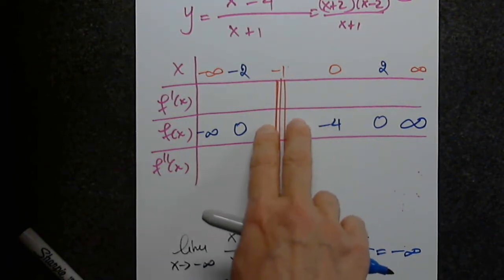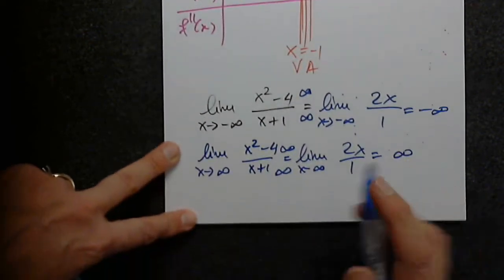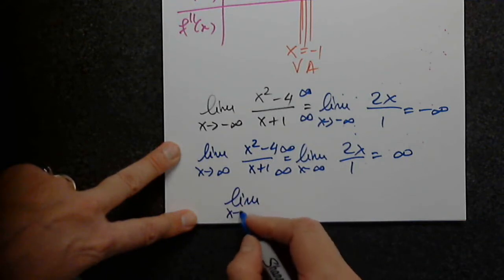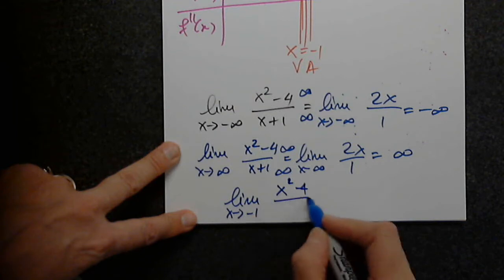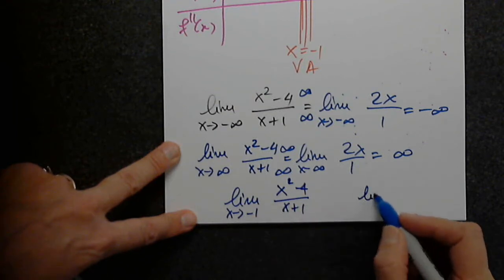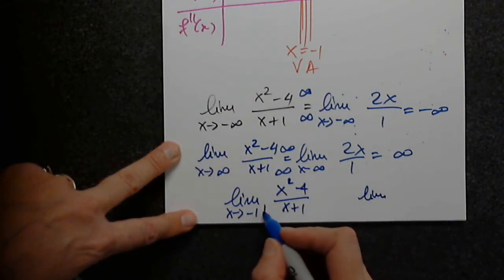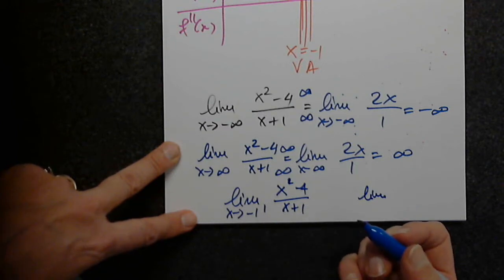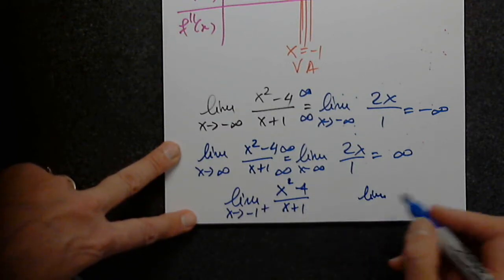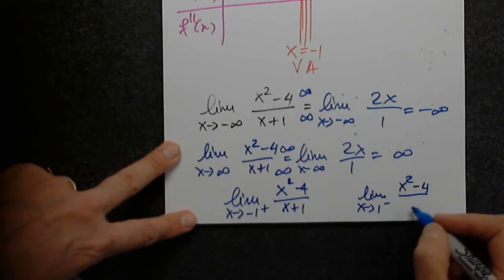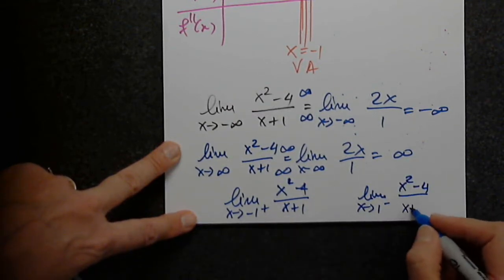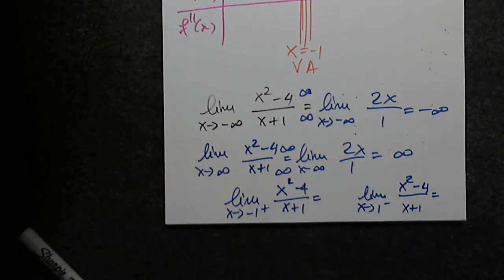I need these two. So limit as x approaches negative 1 from x squared minus 4 divided by x plus 1. From the left, I said left, right? So of course I had to put plus. Sorry about that. And x squared minus 4. So this one is from the left. Of course that is from the right. Good.